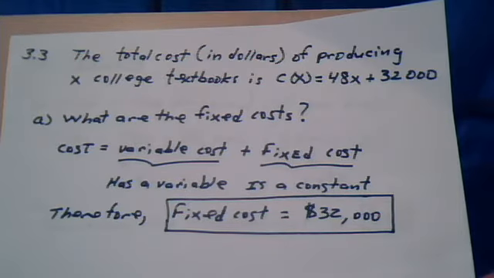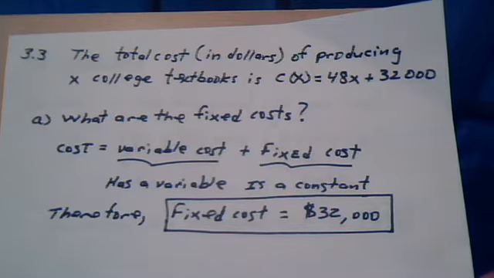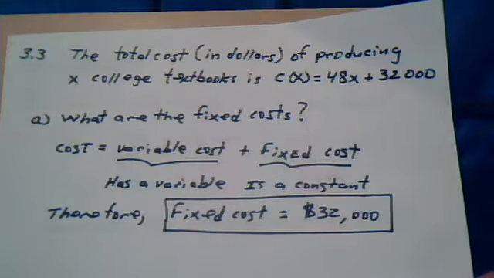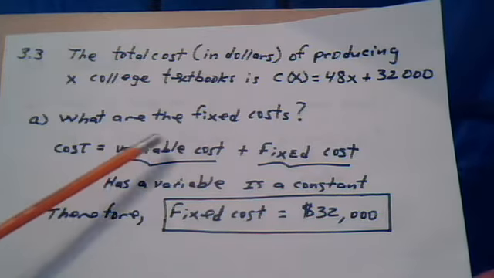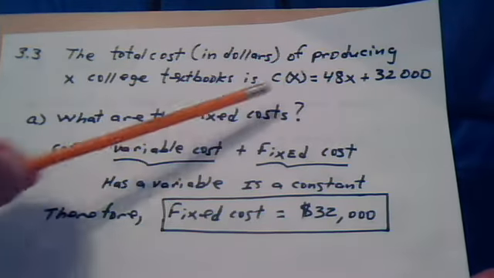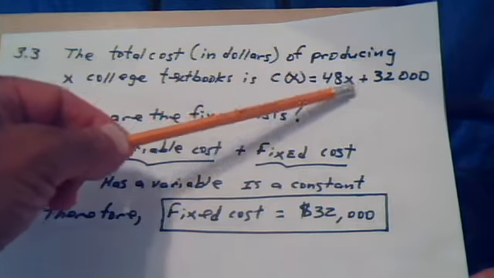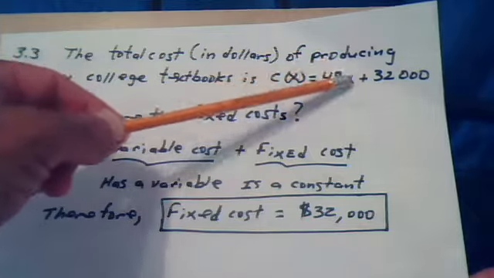The total cost in dollars of producing X college textbooks is given by this equation. This is called the cost equation. Notice the cost equation is made of two parts. A variable cost has a variable. So for our equation, this would be the variable cost.